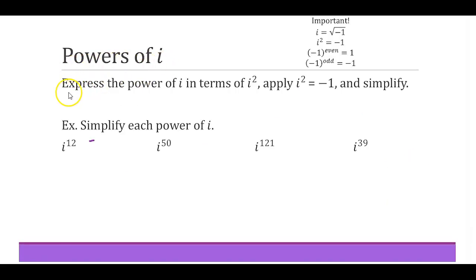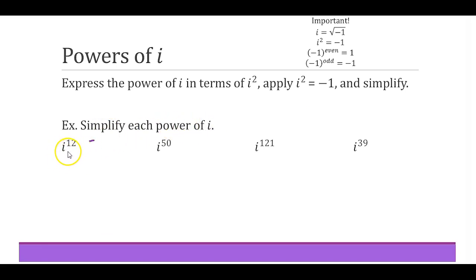Powers of i. Express the powers of i in terms of i squared. Apply the fact that i squared equals negative 1 and simplify. So we're going to need these important facts over here. The first two we have been working with already. Here we're going to remember that when we take negative 1 to an even power, we end up with just positive 1. But when we take negative 1 to an odd power, we're going to get out a negative 1. So we're going to simplify each power of i here.